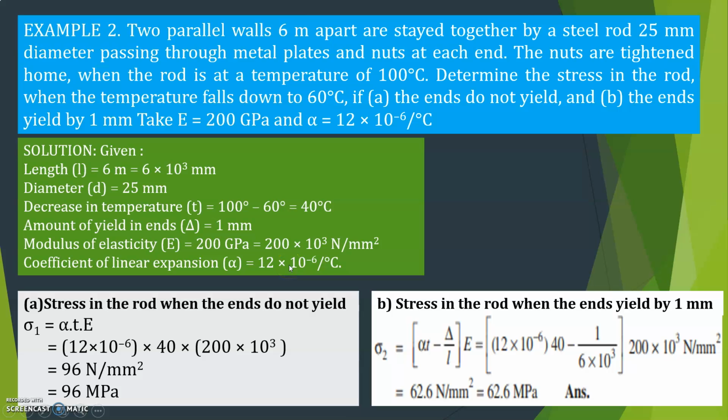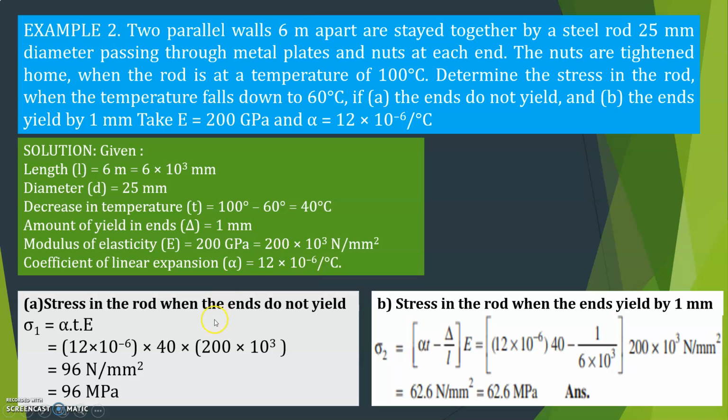You have to see here two questions are asked. First case is the ends do not yield. There is no yield. You have to calculate the stress. Second case is the ends yield by 1 mm. What is that? Delta. Delta is equal to 1 mm. Use that formula and find the stress. Okay, these are the given data. Length is given, diameter is given, decrease in temperature. Here you see the nuts are tightened first. That time the temperature was 100 degree. But now the temperature falls down to 60 degree.